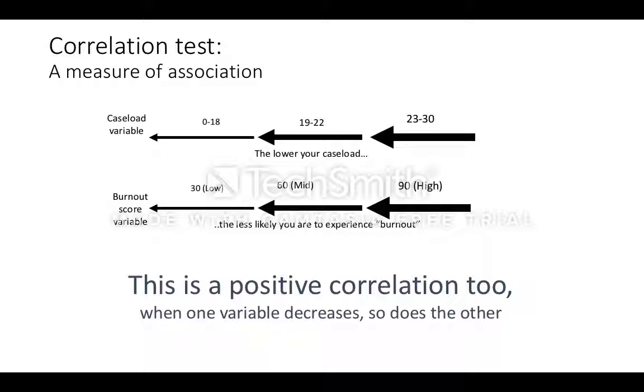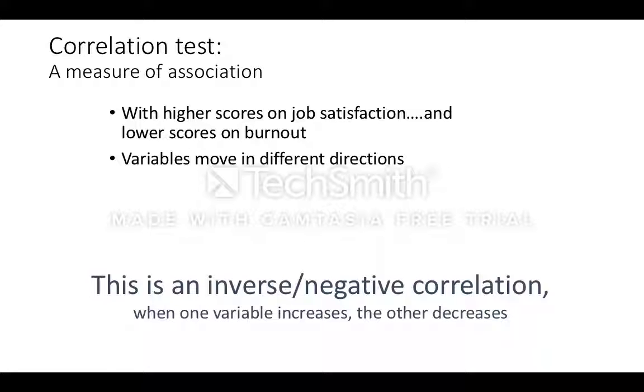So the positive or negative relates to whether or not the variables are moving together, not whether they're increasing or decreasing. So a negative correlation would be, for example, the higher my score is on a job satisfaction scale, the lower my score is on a burnout scale. So the variables are moving in two different directions.